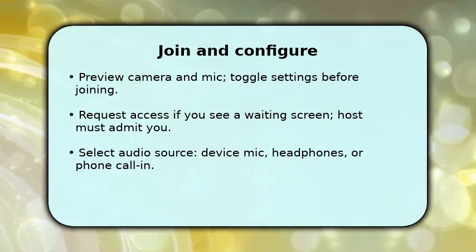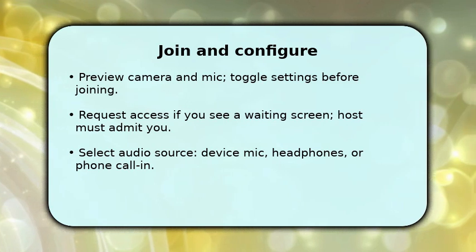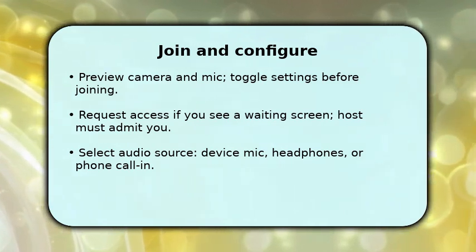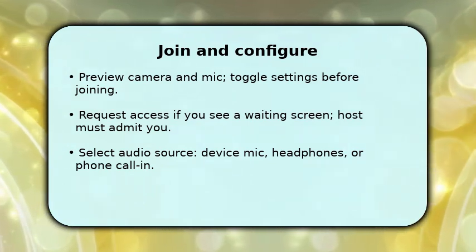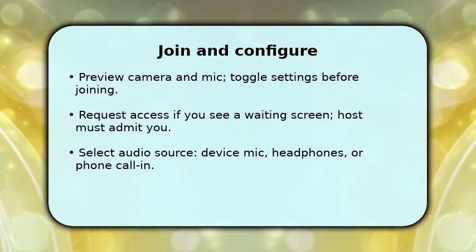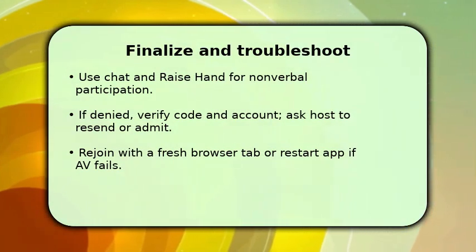If the meeting shows a waiting room, click Ask to join. The host will be notified and must admit you. Once admitted, make sure to mute on entry to avoid background noise, then unmute when you speak. You're in the meeting. Now finalize settings and participate.